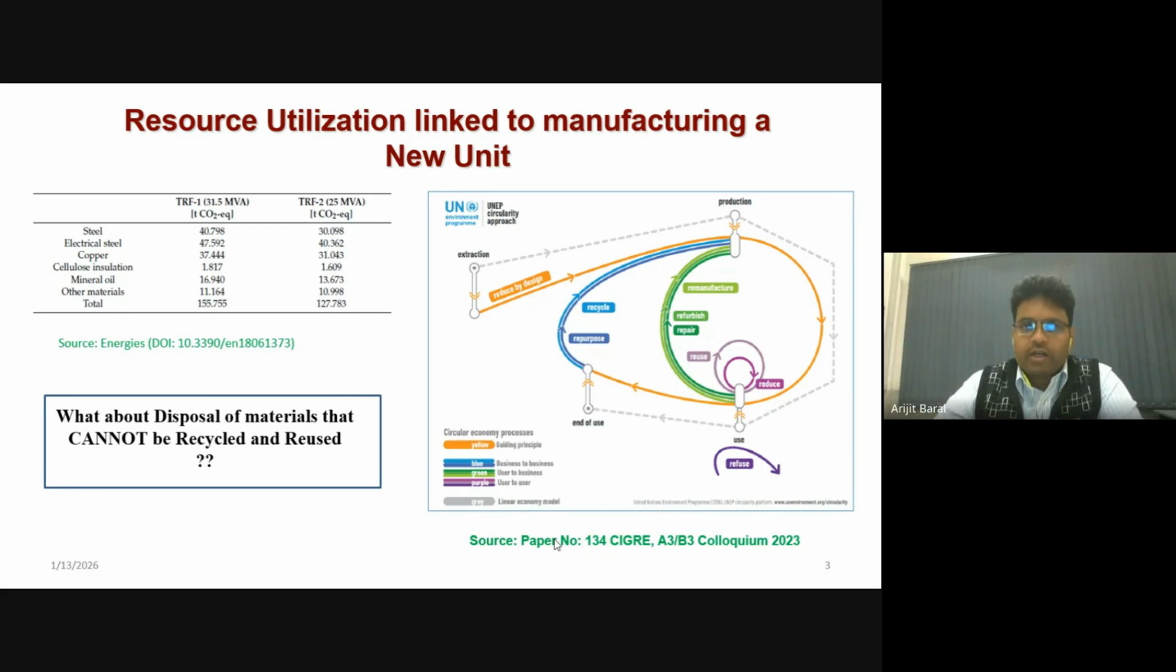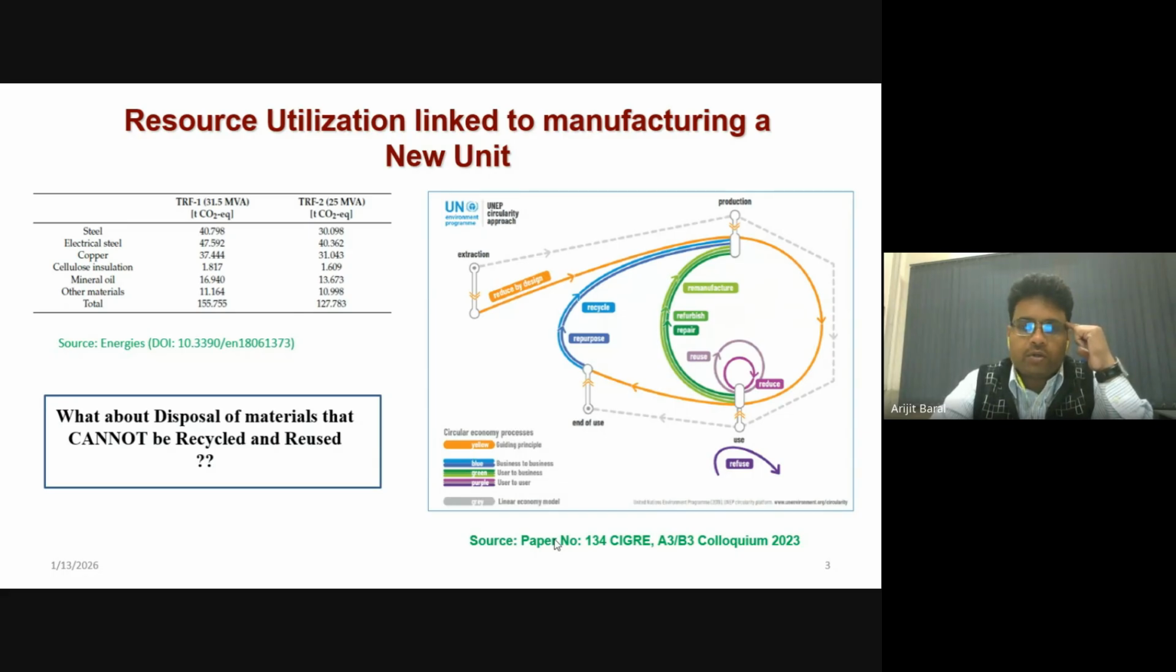To reduce the overall impact, as far as the CIGRE commission, the CIGRE A3 B3 colloquium is concerned, they have proposed a diagram, shown on the right hand side of the slide, which shows how you can reuse or recycle the material extracted from a unit which has reached the end of life. But here lies a catch. What about the material which cannot be recycled and reused?